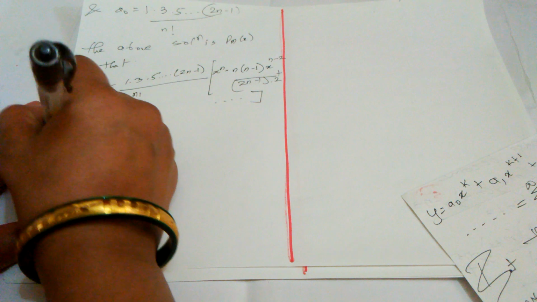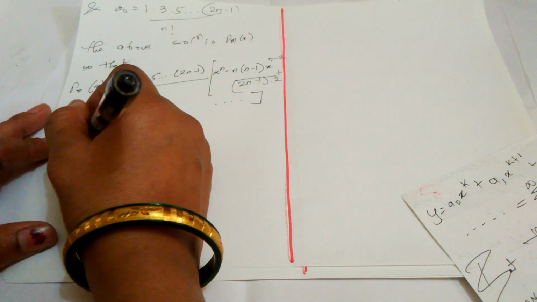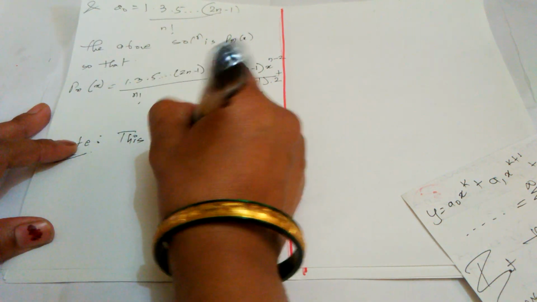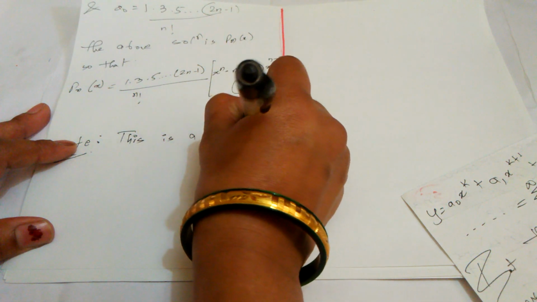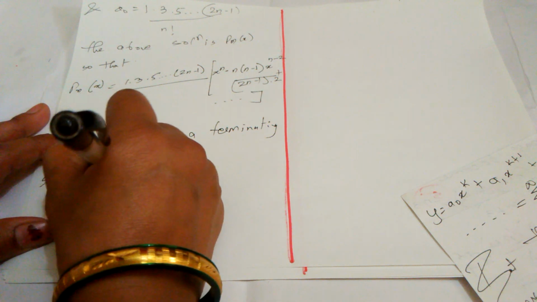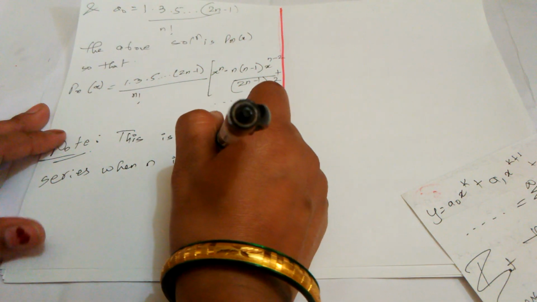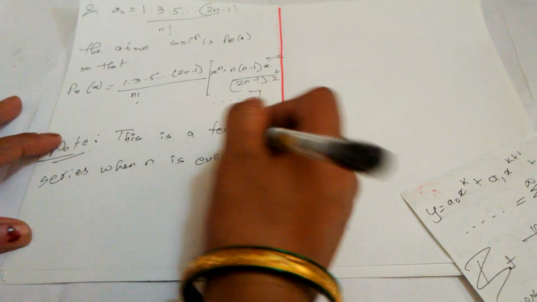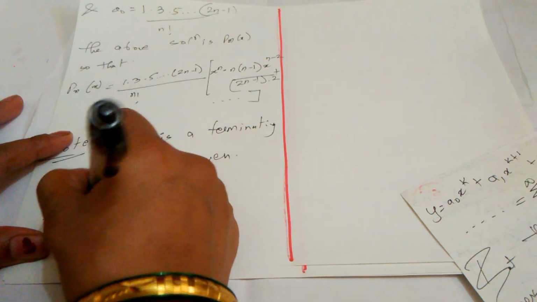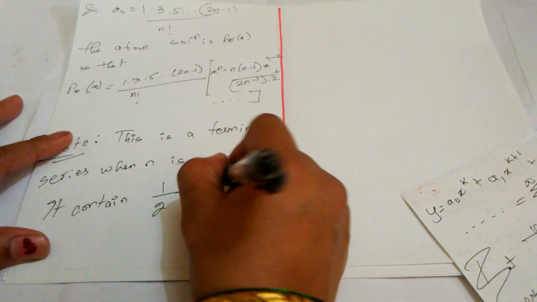Now what we have to note is this is a terminating series when n is even. This is a terminating series when n is even. Now it contains 1 by 2 of (n plus 1) terms.